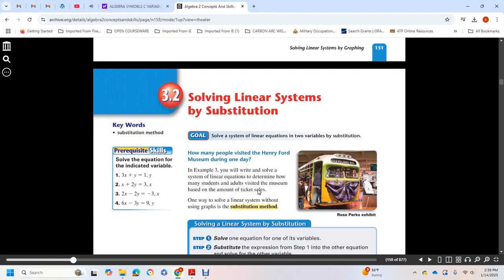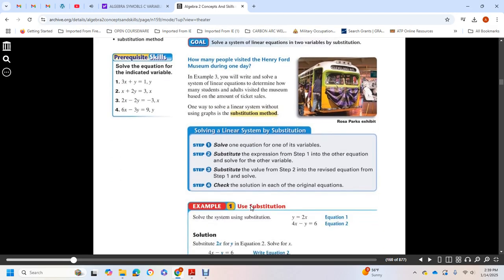3.2, Solving linear systems by substitution. Goal: solve systems of linear equations in two variables by substitution. One way to solve a linear system without using graphs is the substitution method. Step 1: solve one equation for one of its variables.